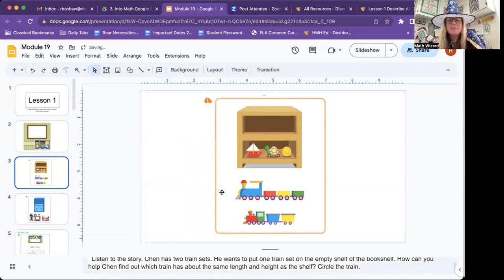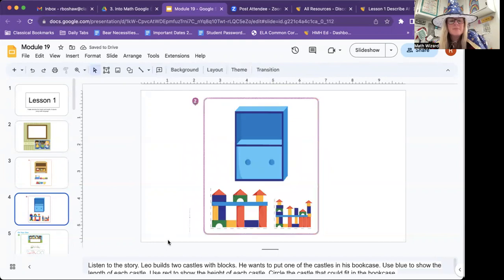All right. You can pause, sorry, if you need to. Listen to this story. Leo builds 2 castles with his blocks. He wants to put one of the castles in his bookcase. Use blue to show the length of each castle. Use red to show the height of each castle. Circle the castle that would fit in the bookcase.